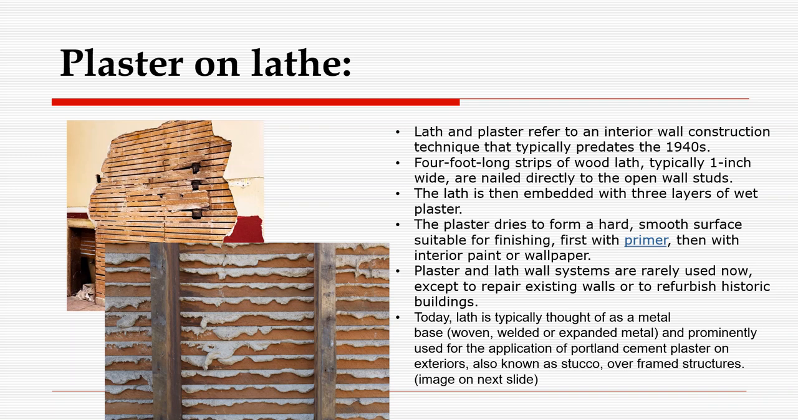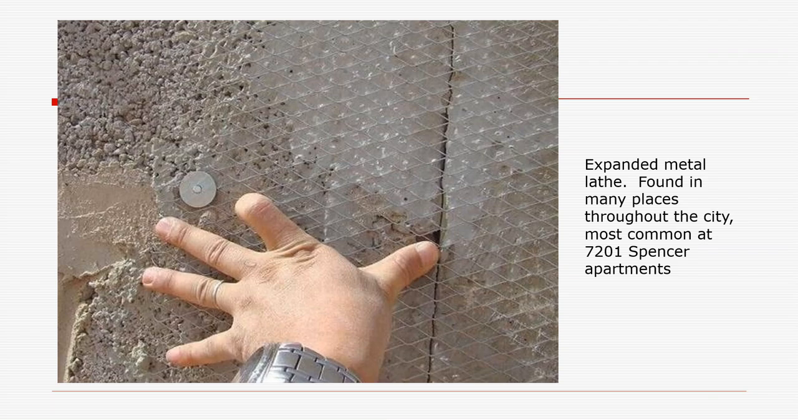I'll show you a picture over here in the next slide. Here's typically what that looks like. This is expanded metal lathe, and we do find this in many places throughout the city. Most common, 7201 Spencer apartments. You can find this type of construction finish on the outside. Usually it's almost like a stucco.